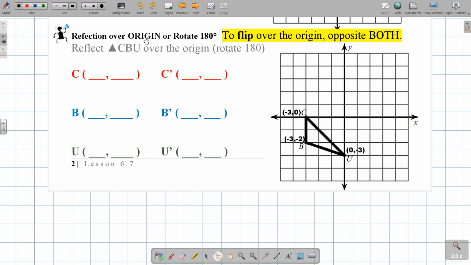We're going to reflect over the origin, or rotate 180. You'll see in a moment that that's the same thing. To flip over the origin, you opposite both. So we're going to take this and go straight across the origin. Get your 3 points. And now we opposite every one of them. If it's negative, it becomes positive. And if it's positive, it becomes negative.